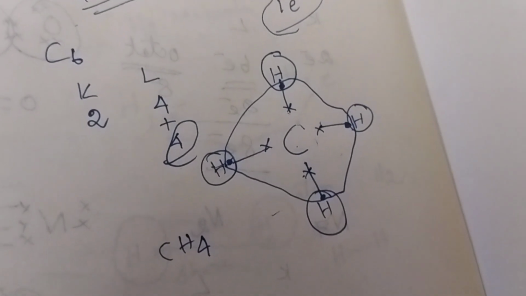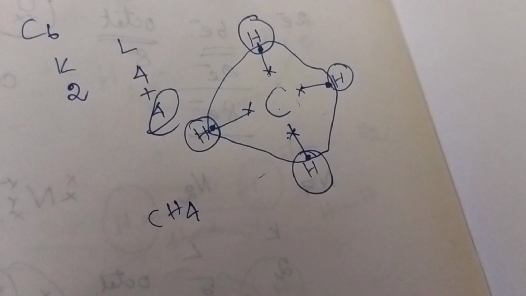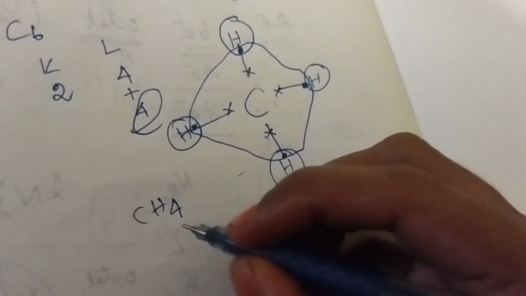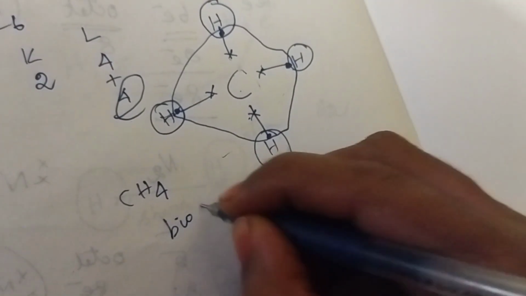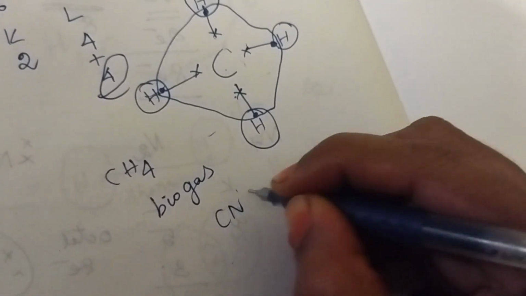Methane is a compound of carbon widely used as a fuel, and it is a major component of biogas and CNG.